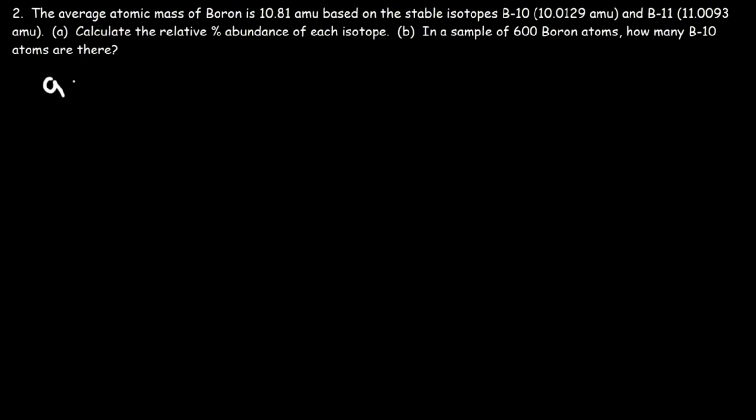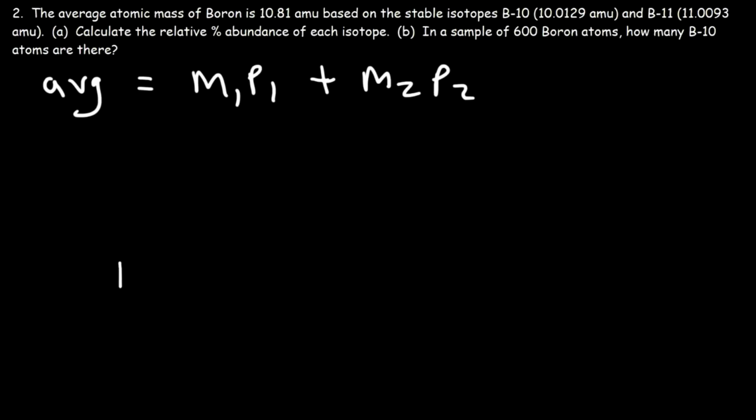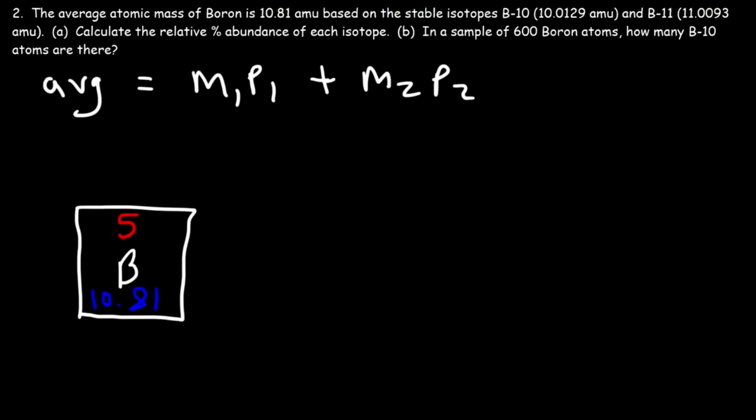Now we're going to use the same formula where the average atomic mass is equal to M1P1 plus M2P2, since we still have 2 isotopes we're dealing with. If you go to the periodic table, you should see this for boron. It has an atomic number of 5 and an average atomic mass of 10.81. Now it's important to understand that when you see this number, it represents not the mass of an individual isotope of boron, but rather the average mass of all the isotopes of boron on the Earth. So just keep that in mind.